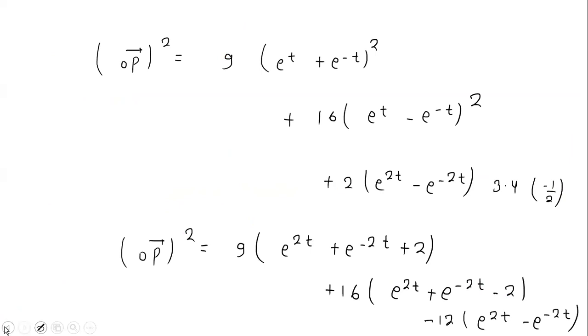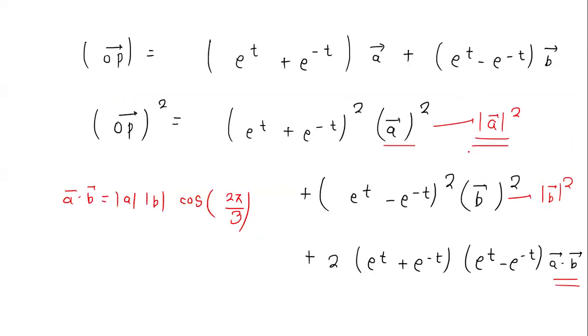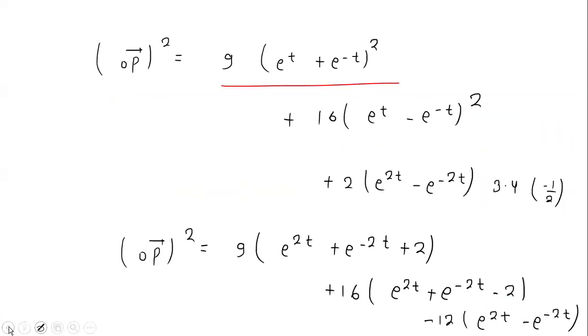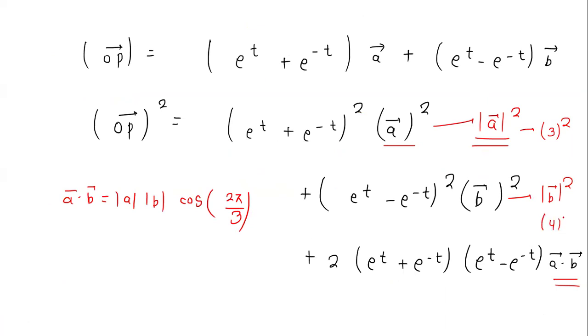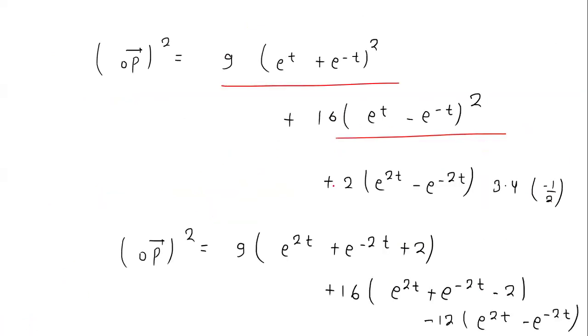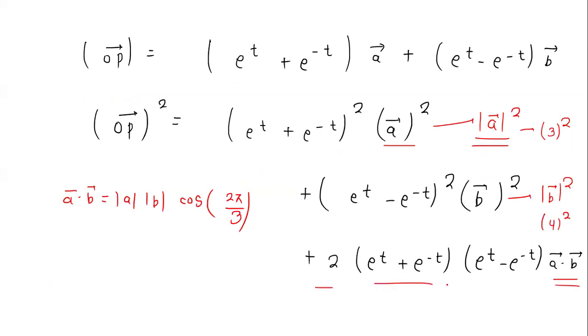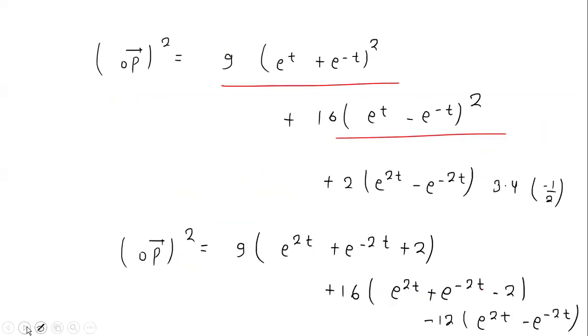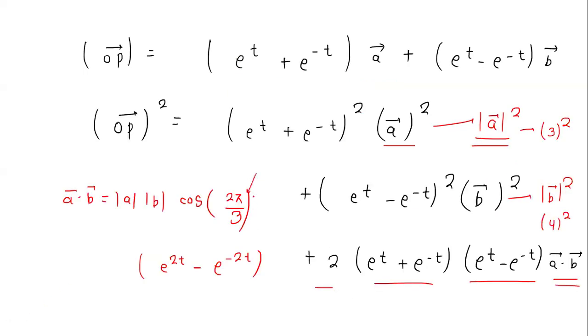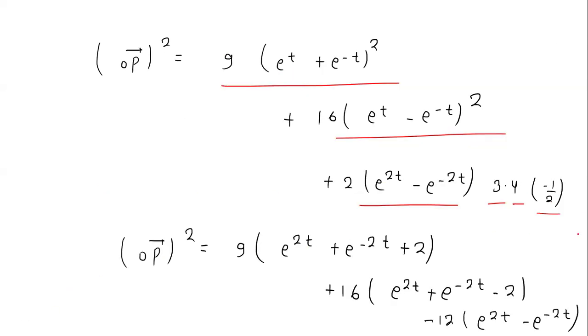So let's put all these things in. The length of vector a squared becomes 3 square, which is 9, and this will come here. The length of vector b squared becomes 4 square, which is 16, and this will come here. And then 2 times this thing multiplied by this thing. It is of the form a plus b, a minus b, so this will be e power 2t minus e power minus 2t. And the length of a, the length of b, and the angle between them is 2 pi by 3, so cos of 2 pi by 3 is minus half. That's why I put minus half here.